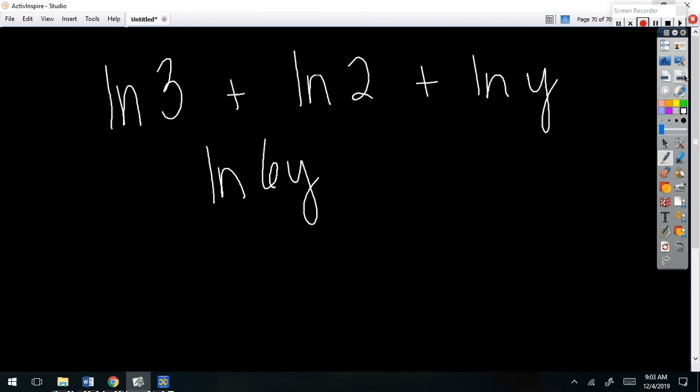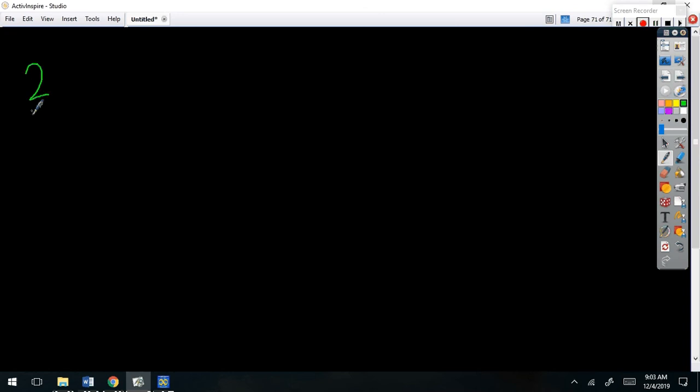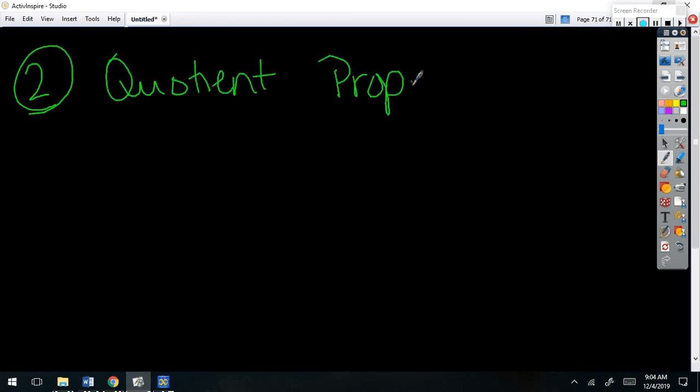All right. Let's look at property number 2. Quotient property. Product means multiply. Quotient means to divide.